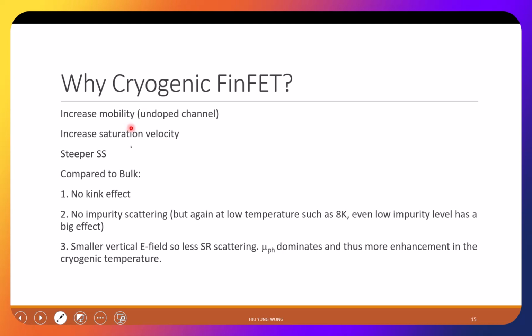You are okay with this? Why do you have a higher mobility at cryogenic again? Anyone can tell me? Phonon scattering, yeah, mu phonon will increase, right? It also increases the velocity saturation. We talked about that before, but I mentioned it very fast flying over the slide, so just remember it increased. We don't need to know the physics, right?